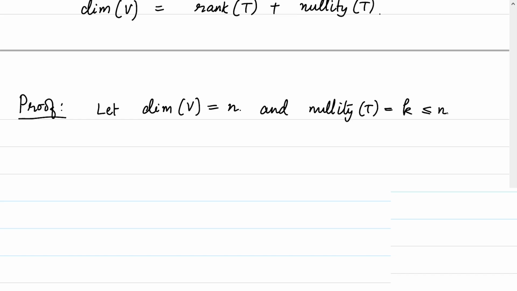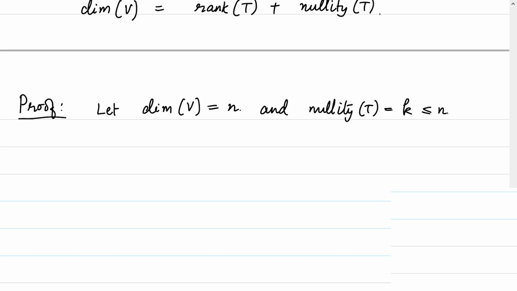If K is equal to n, what is the meaning of that? It means that the null space is the entire vector space, which means that every vector is being mapped to the 0 vector, and therefore we know that the range is the 0 vector space, and the dimension of the 0 vector space is 0. So in that case, it's quite straightforward to check that the dimension of V is equal to the rank of T plus the nullity of T. But we will not be doing this by induction, but nevertheless it was quite straightforward to show. That's why it was pinpointed.